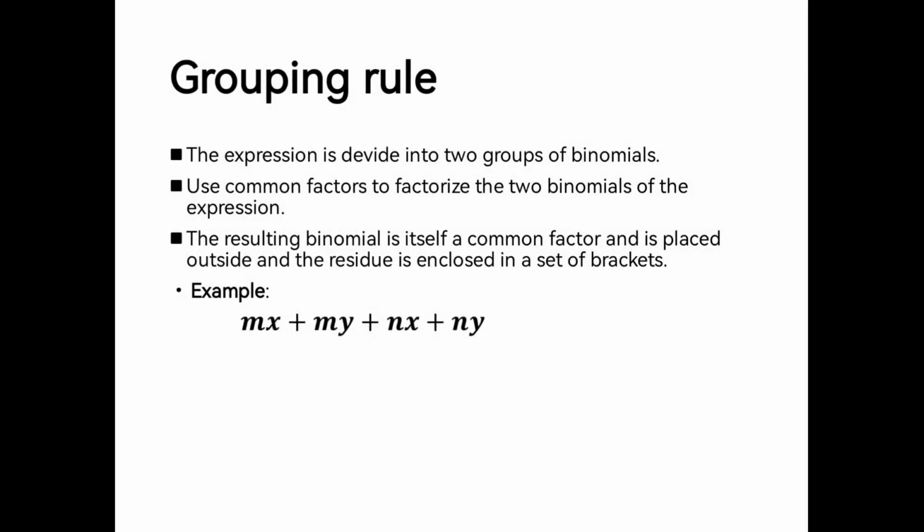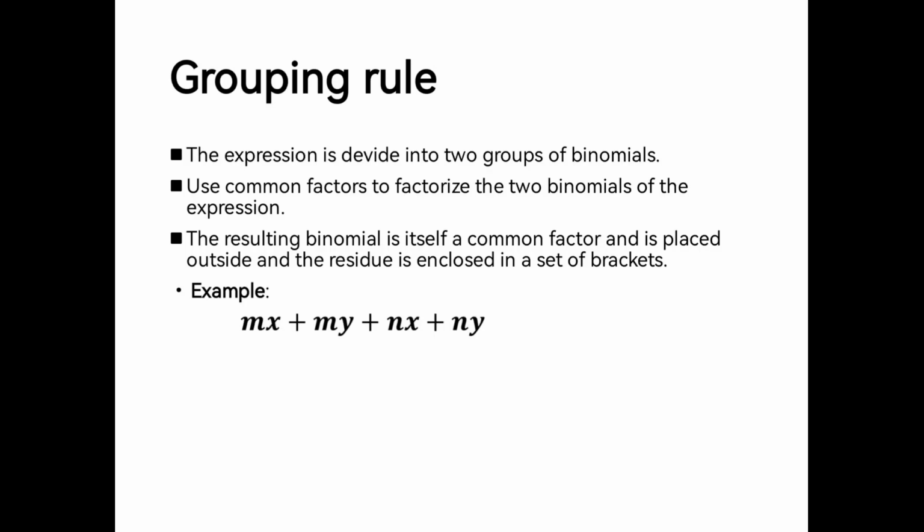Now, finally, I want us to look at the grouping rule before we go and do what you call the advanced trinomial method that I'm going to present here. Now, the grouping rule says the expression must be divided into groups, or in this case, into 2 groups of binomials. Then we use common factors to factorize the 2 binomials independently within the very same expression. And then after that, the resulting binomial itself is a common factor normally. And then it is placed out, and the residue is enclosed in a set of brackets.